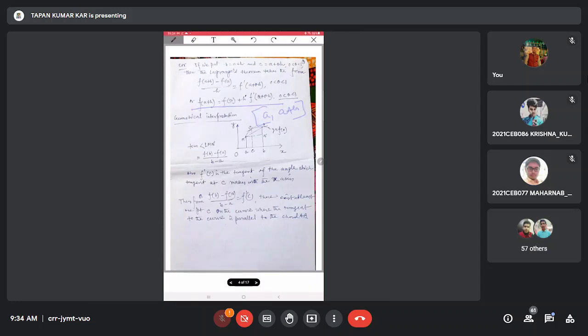C lies between A and A plus H, that is A plus theta H. Theta lies between 0 and 1. And from here you can get this one. f(a plus H) equal to f(a) plus H f dash (a plus theta H). This form is also very important. You must remember this. Sometimes it is very much useful to check the inequality or some other things also.